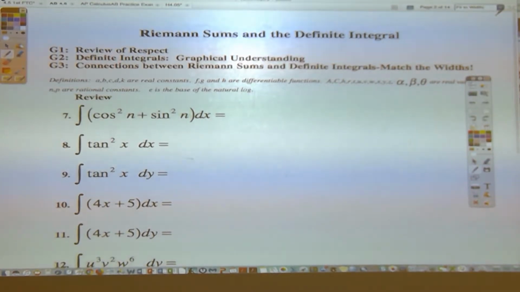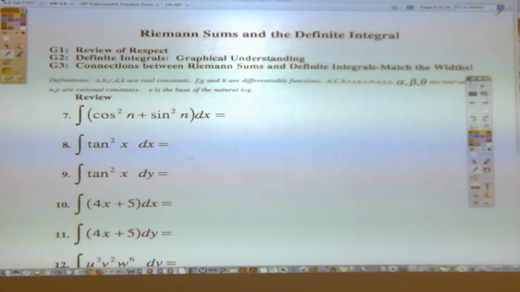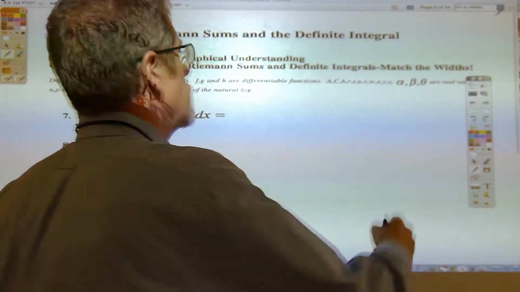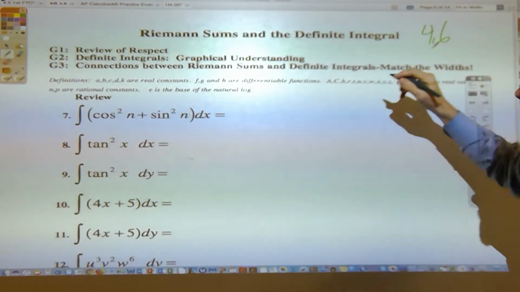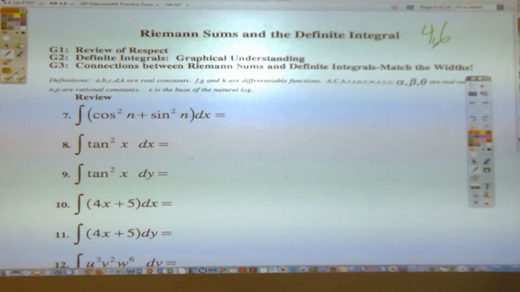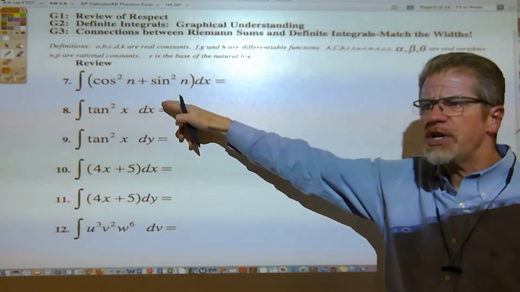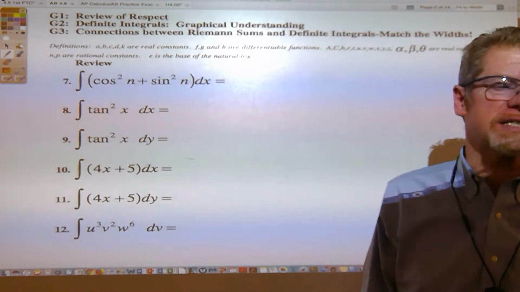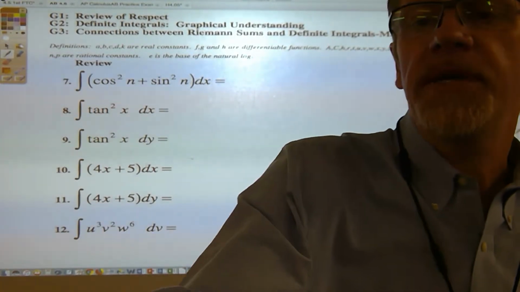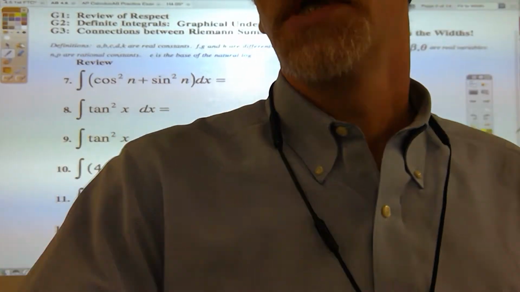So, here's Sam's. What is this? So, this is 4.6. Would you please turn to page 2 and do problems 7 through 12 as a set of review problems? You may begin. We're going to turn off the camera for now.